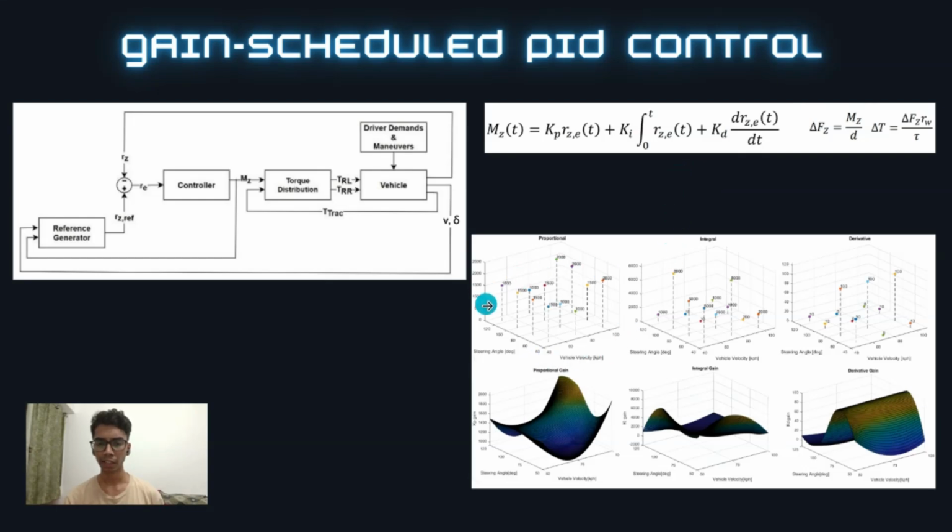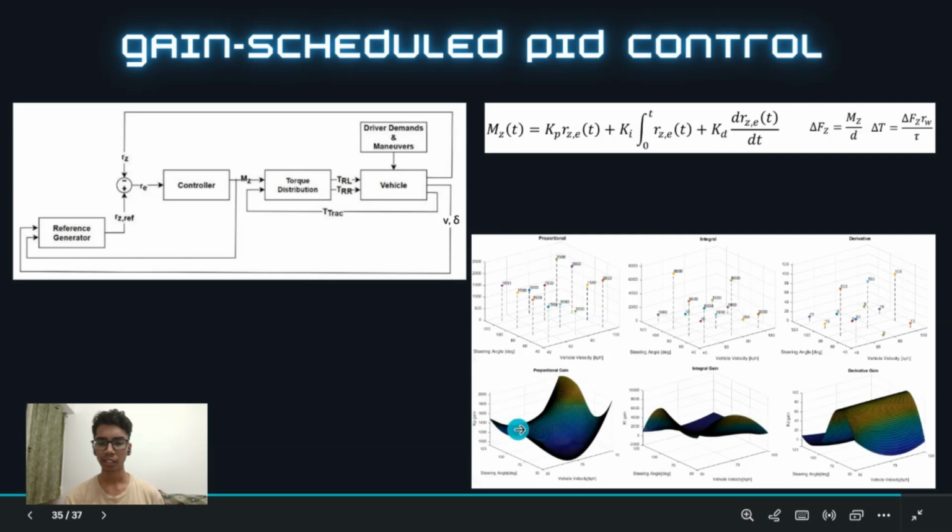Based on the optimal PID values, we generate a cubic interpolation of these points and then correspondingly map to any vehicle speed and steering angle input we receive.